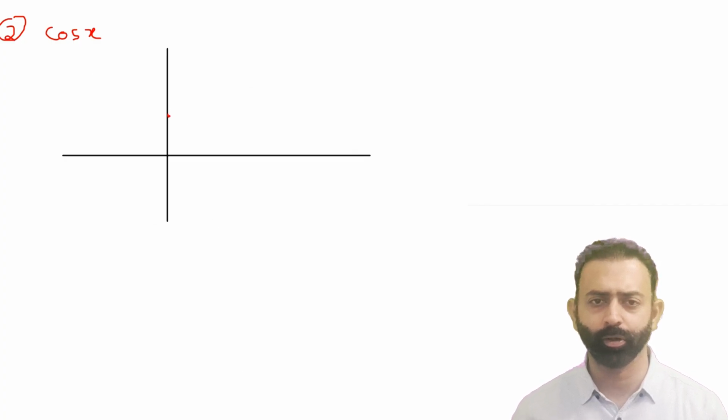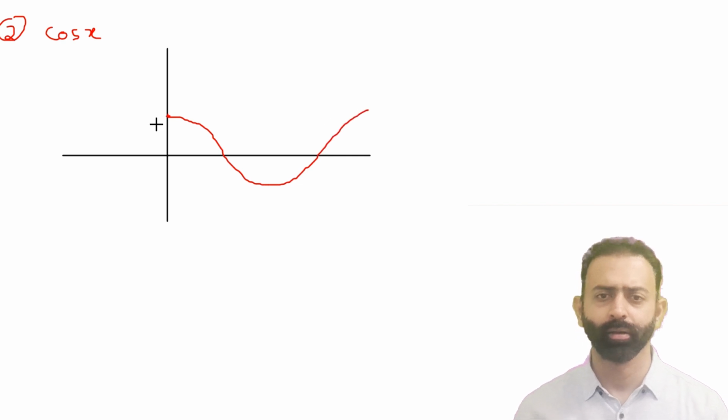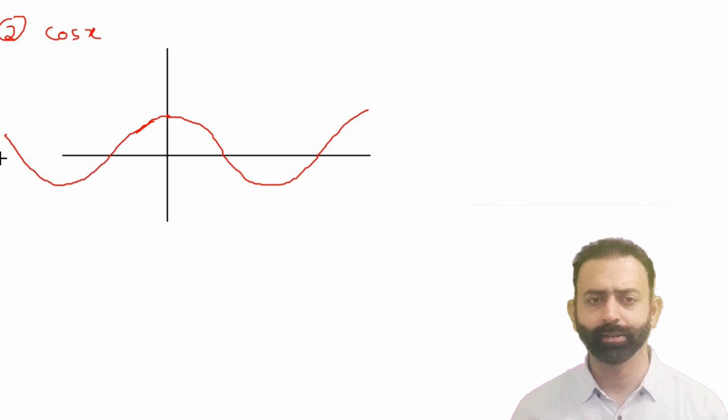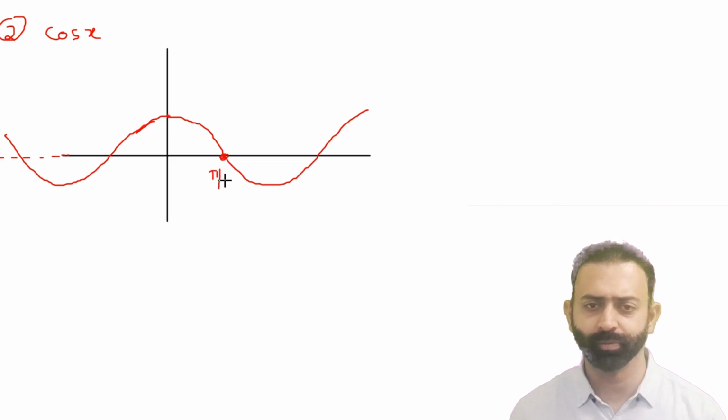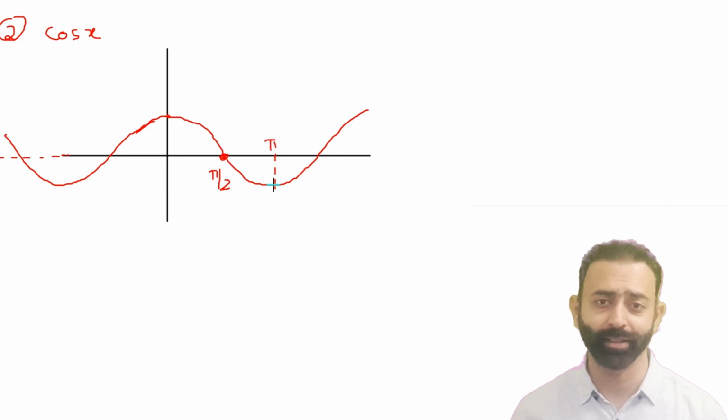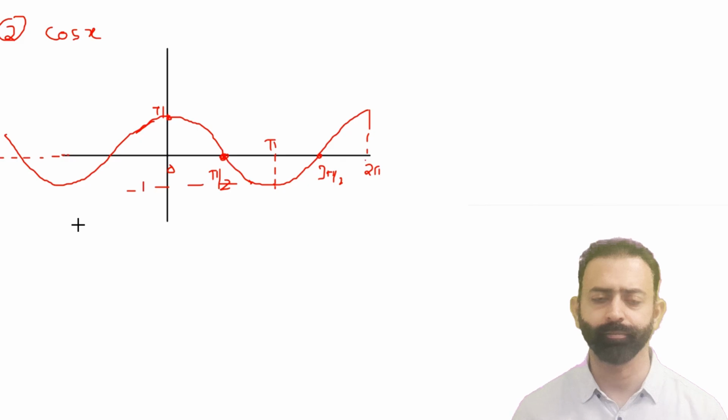So the cos graph starts from 1. It goes like this, and in the negative direction also it goes like this. It is again a sinusoidal curve, but there is a phase shift of pi by 2 between sine and cos. So this value is pi by 2, cos pi by 2 is 0, and cos pi is a very important value, cos pi is always -1, right? And this value is 3 pi by 2, and we get the complete cycle at 2 pi. This is 0, this point is plus 1, and this point is -1, right?